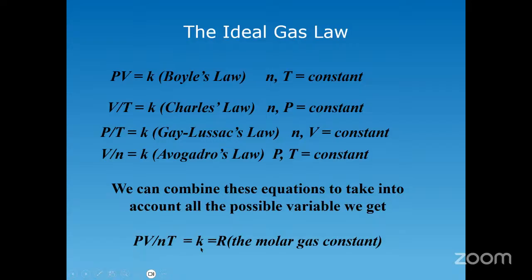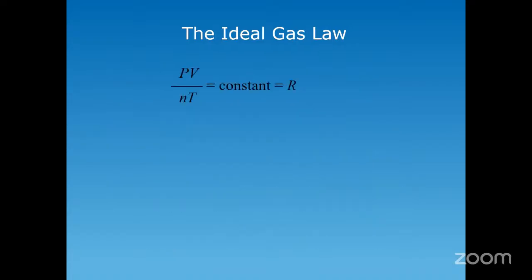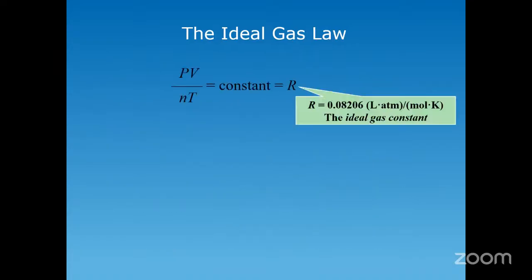PV over NT is equal to a constant. And that constant is given a special name. It's called the molar gas constant, right? So this equation that we just derived is called the ideal gas law or the ideal gas equation. PV over NT is equal to R. And R is the constant known as the ideal gas constant, as I said before. It turns out that its value is equal to 0.082. For all purposes, we're just going to round this out to 0.0821, right? Liters atmospheres per mole Kelvin, right?